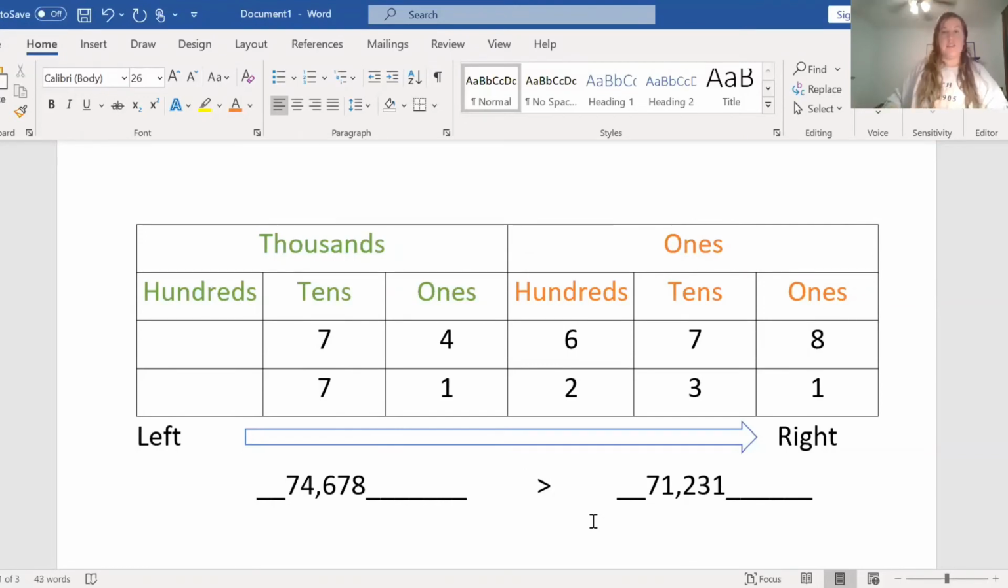74,678 is greater than 71,231. So remember, I want my alligator mouth pointing to the larger number. So it reads 74,678 is greater than 71,231.